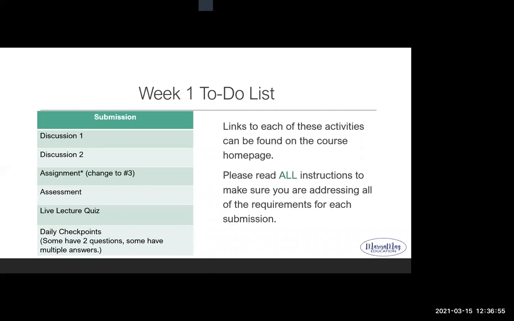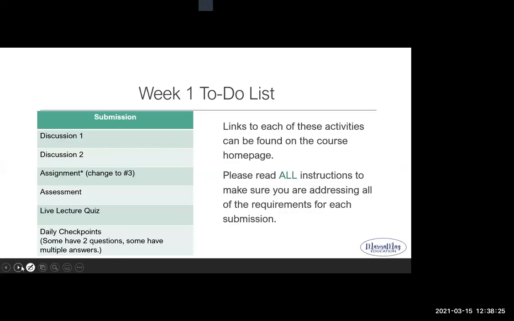The assessment has good questions to answer for this week. Then the live lecture quiz, of course, we'll be going over things that will help you with answering those correctly. And then, of course, the daily checkpoints. Remember that 4 of the daily checkpoints are required and 3 of them are extra credit. So take advantage of those.